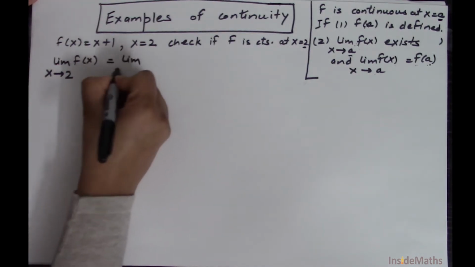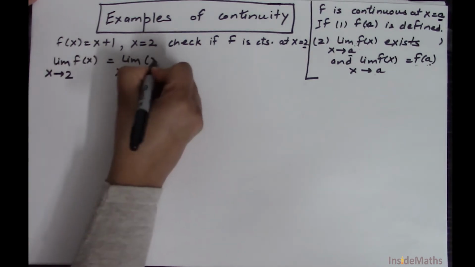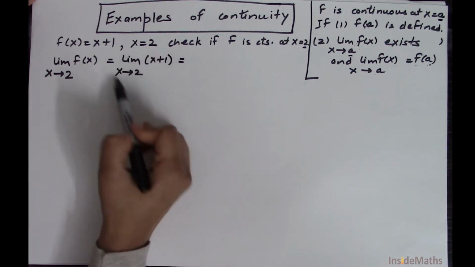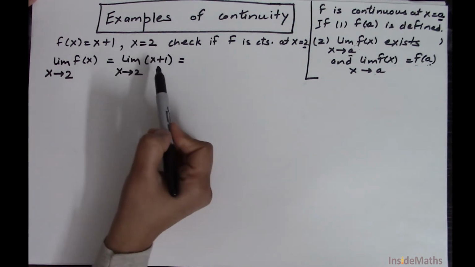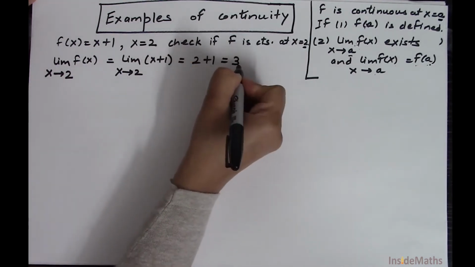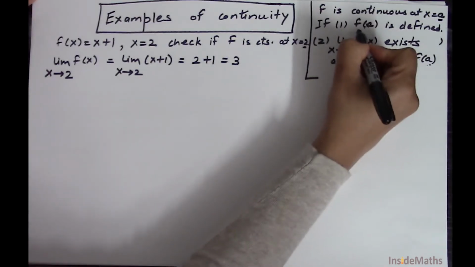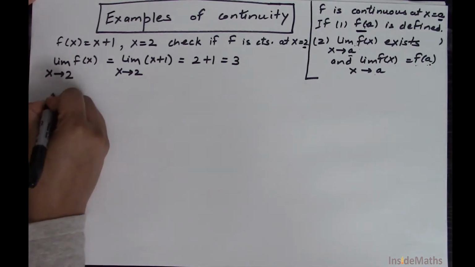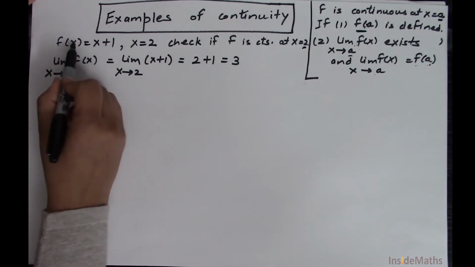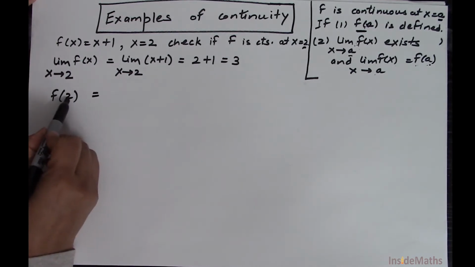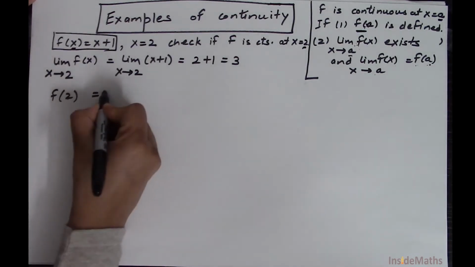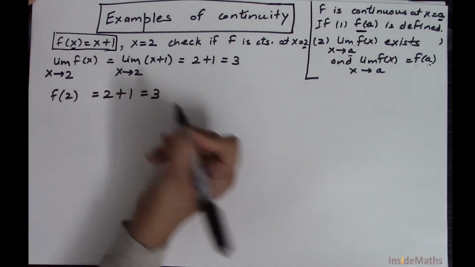So limit x approaches 2, the function is given by x plus 1. Now if you're familiar with limits, you'll know how to solve this limit, and we can solve it by the direct substitution method. So I get 2 plus 1, which is equal to 3. Now I have to check if f of a is defined or not. Here f of a is f of 2, and f of 2 will be equal to, I just have to put this value 2 at the place of x in this function. So I get 2 plus 1, which is equal to 3.